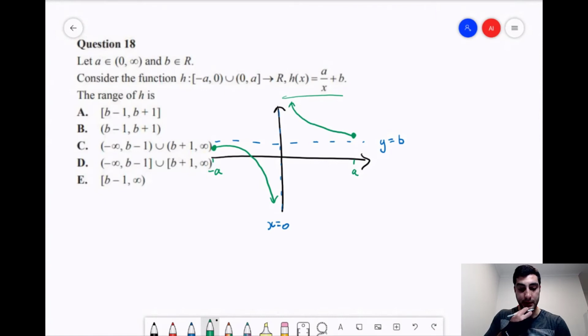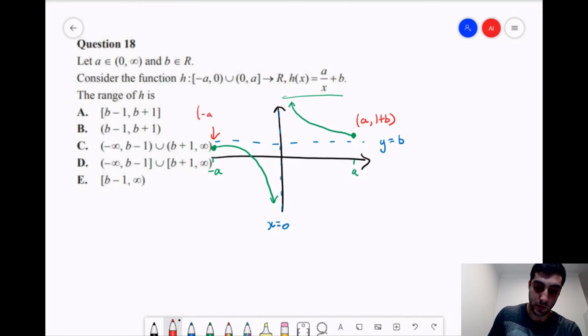And then in terms of finding the range, we will need to work out the exact coordinates of these points, and we do that just by subbing a into h of x. So h of a would be a divided by a, which is 1 plus b. So therefore the coordinates of this point here would be a and 1 plus b. Next, this point over here, subbing in minus a, would have a divided by minus a plus b, or in other words, we'd have minus 1 plus b.